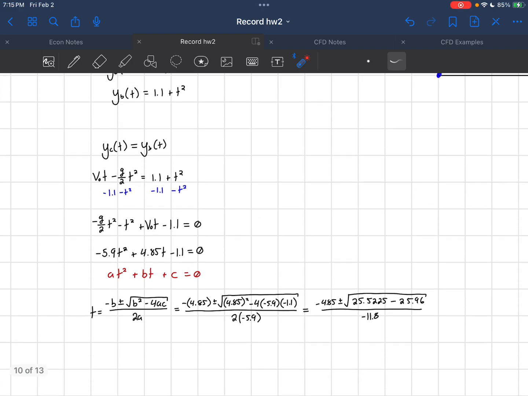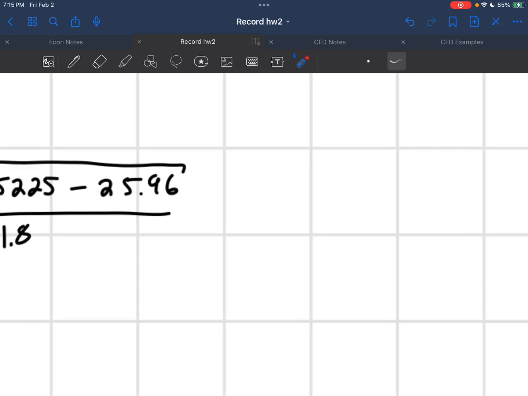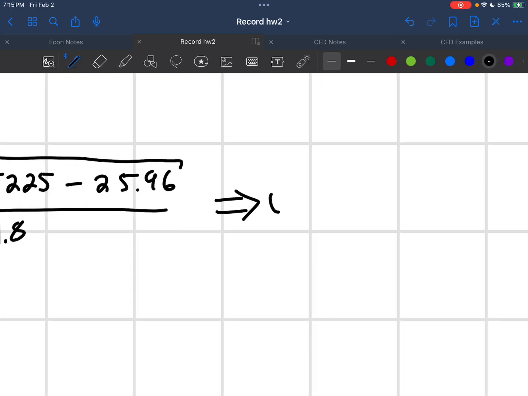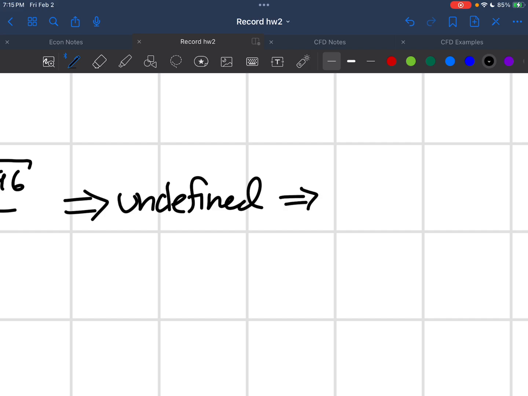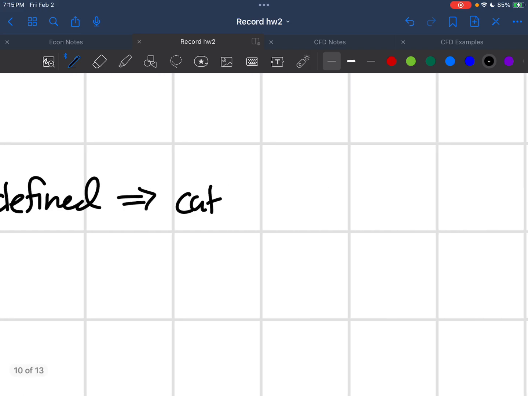Because remember, that's what we were solving for. We were solving for the time where the position of the cat is the same as the position of the button. And because this is undefined, it's a square root of a negative, that tells me the cat never reaches the button.